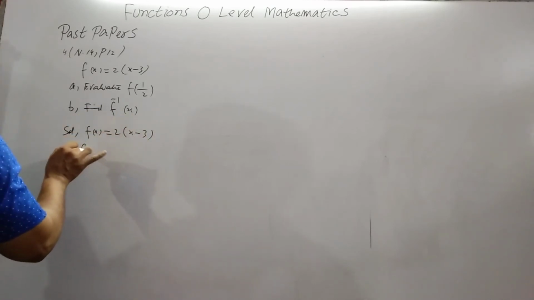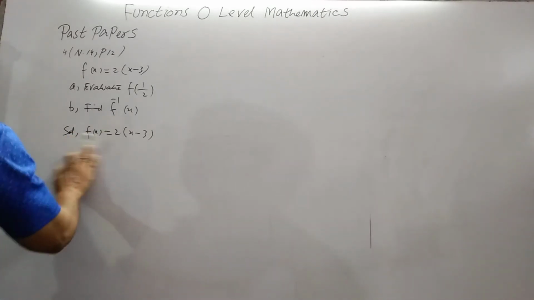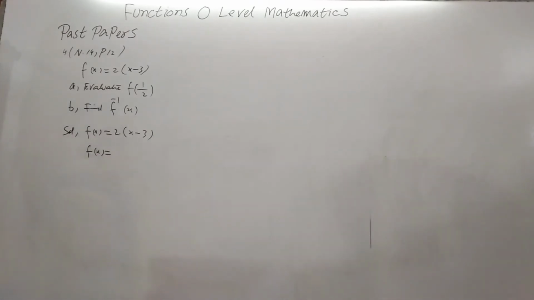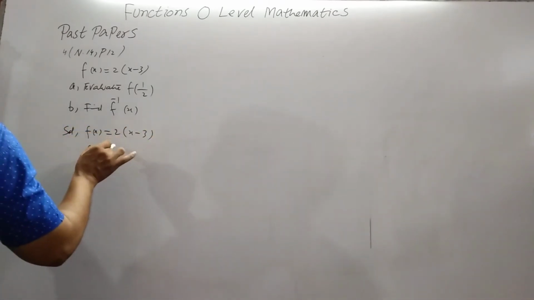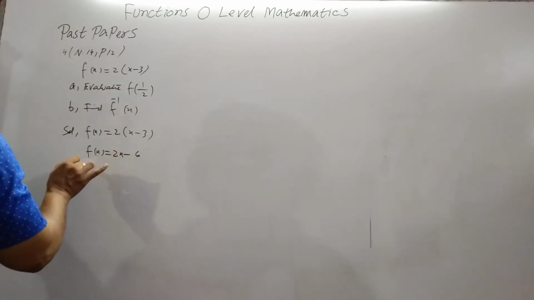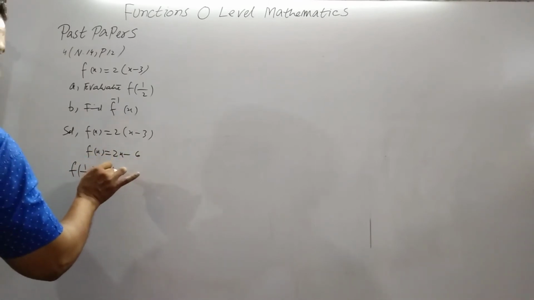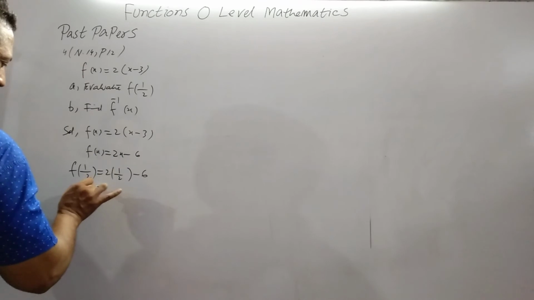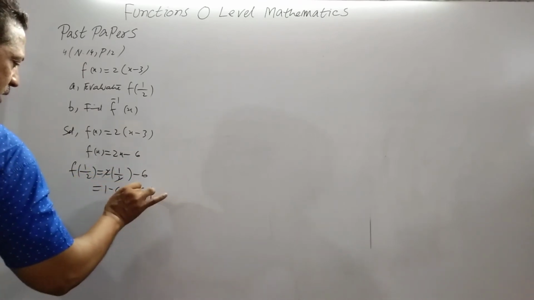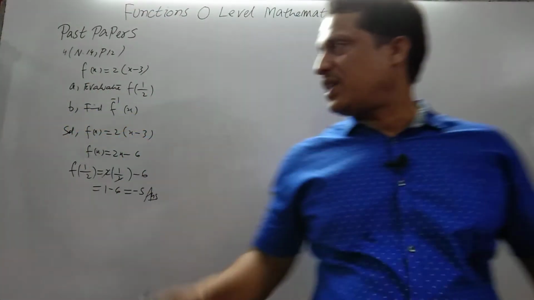So we have to find f of 1 upon 2. If you want to do this part in an easy way, first multiply this 2 by the bracket. 2 into x, 2x, 2 into 3, 6. Now we have to find f of 1 upon 2. 2 into x, x is 1 upon 2, minus 6. 2 cancels with this 2. 1 minus 6 is minus 5. This is our answer. I hope you understand how we find minus 5.